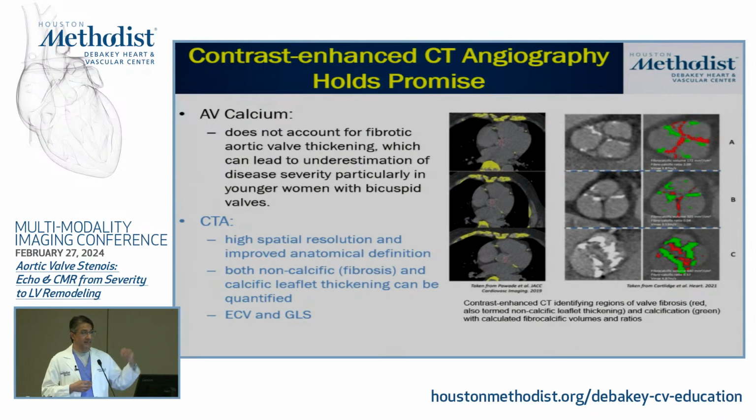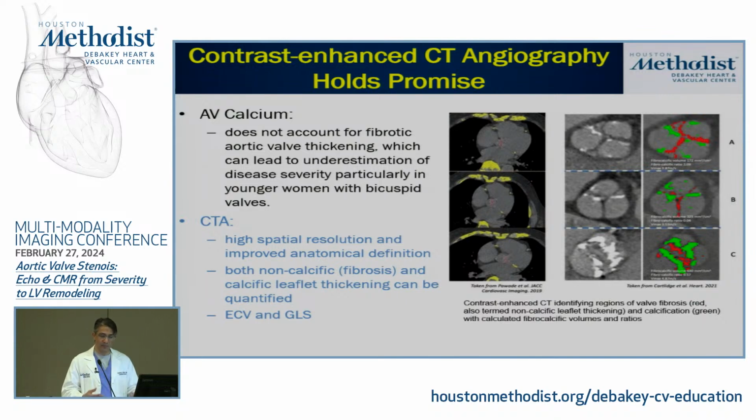So CTA, it turns out, is a technique which has very high spatial resolution. You can see anatomy with great detail. And based on Hounsfield unit evaluation, you can actually separate fibrotic areas from calcific areas.